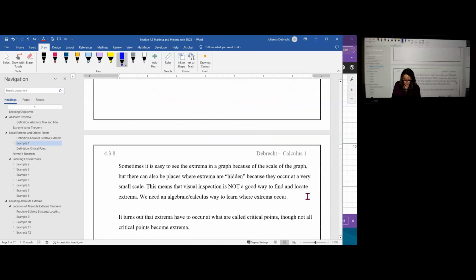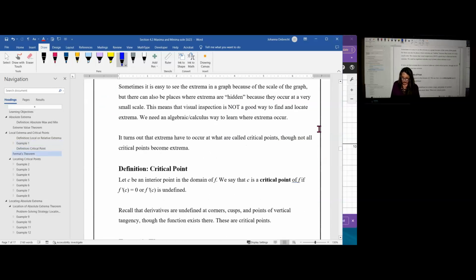As you can tell, looking at the graph is not a great place because of the scale of the graph. Sometimes an absolute maximum might be at 2,000. I don't want to graph that high. Sometimes the absolute max might be at 0.0001, which I'm going to miss with the naked eye. We need a better way of doing this. And that better way is through critical points.